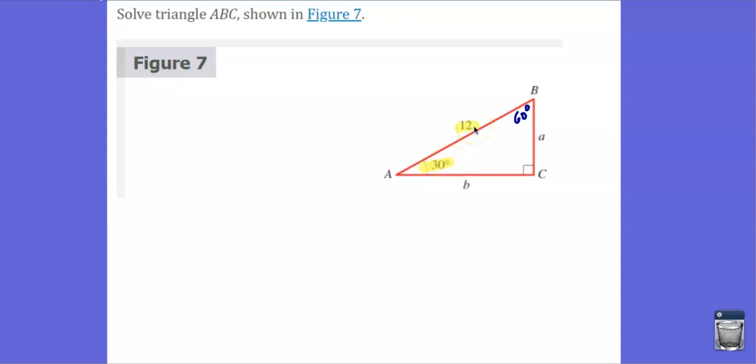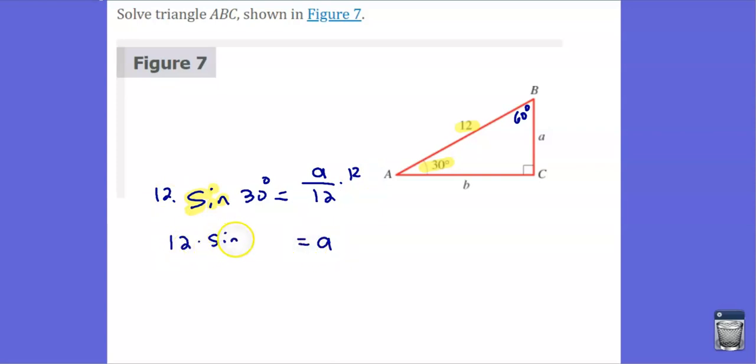So what I would probably do is set up the sine function. So sine of 30 degrees is opposite over hypotenuse, so that would be A over 12. And then to solve this, you're going to multiply by 12. So A equals 12 times sine of 30 degrees. And then when you type that in, I'm going to get 6, because sine of 30 is 1/2. Which by the way, I didn't even technically have to do that. I just want to let you know that is one way you could do it.